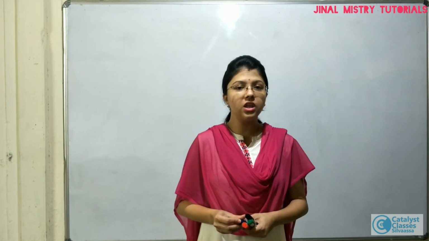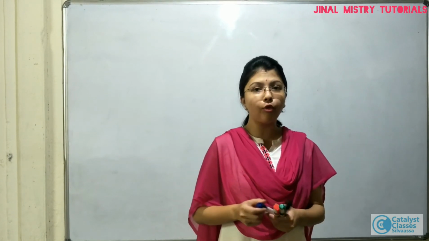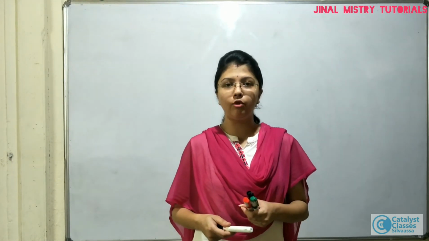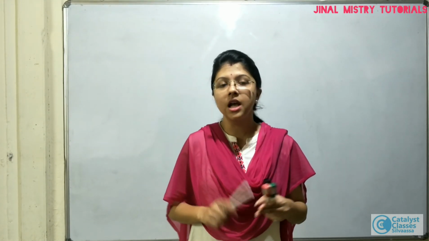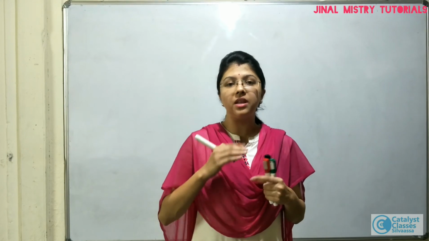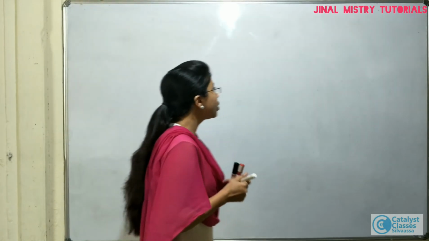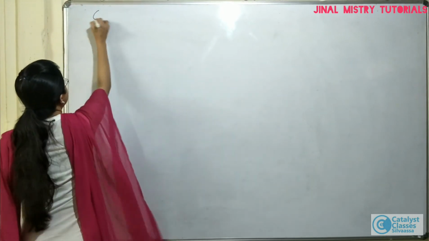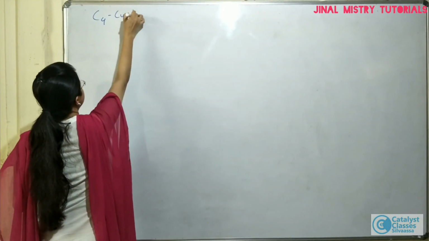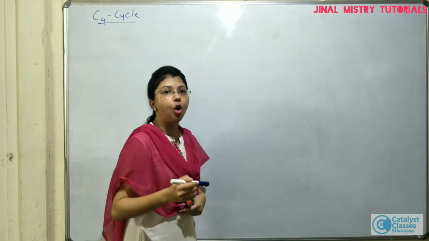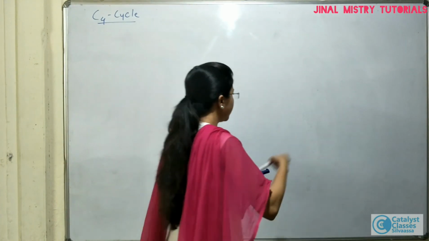We will now see in this video the C4 cycle. Already talking about the adaptations that are shown by the C4 plants, we have known that the two adaptations will be the dimorphic chloroplast present as well as the Kranz anatomy. So let us see how exactly the C4 cycle operates and prevents or reduces the loss of photorespiration.